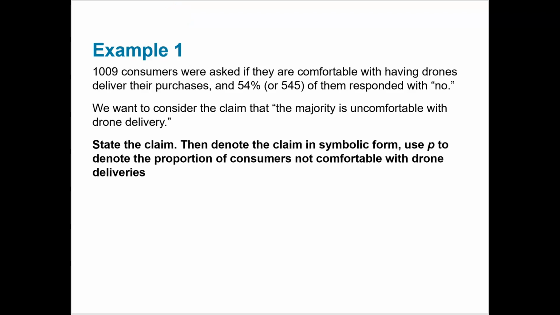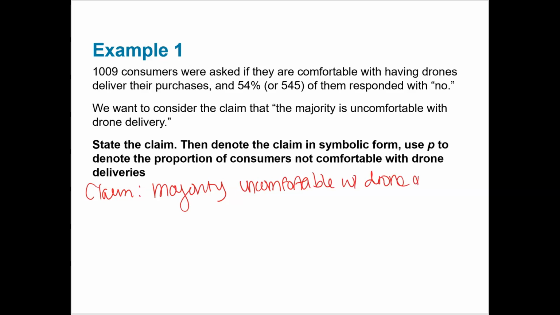So the claim here is that the majority is uncomfortable with drone delivery. So how we would express that symbolically, they want us to use P. So the majority is more than 50%, right? So we would say P is greater than 0.5. This is the claim.